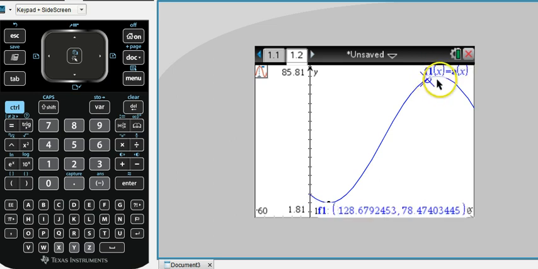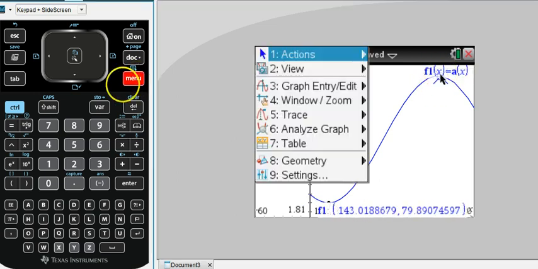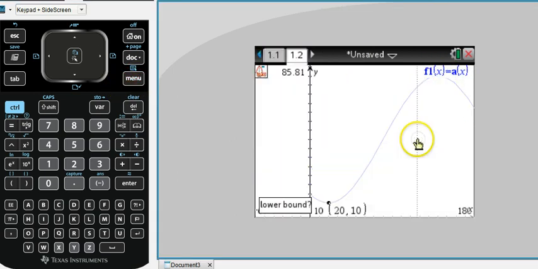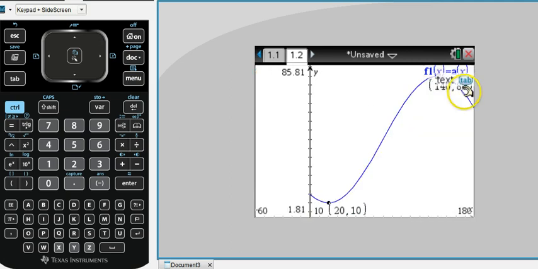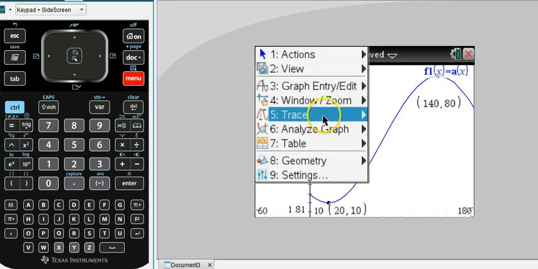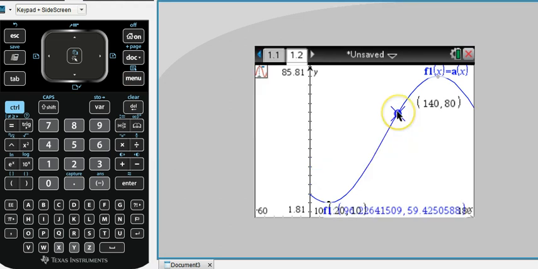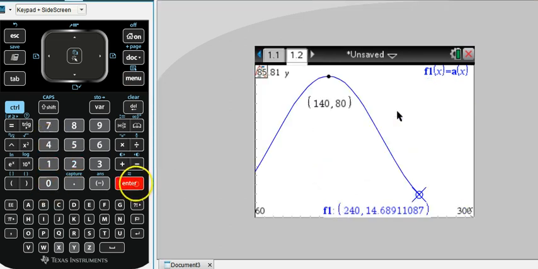The maximum point up here, like we did with the minimum, so menu, analyze graph, maximum, lower bound and upper bound. There's your maximum point there, 140 with a maximum of 80. The endpoint at 240, again you could do trace graph, type in 240 and it would take the cursor to that point and you would see that it's also 14.689.